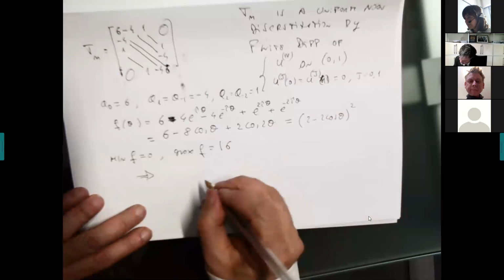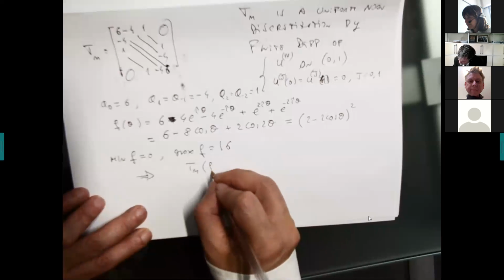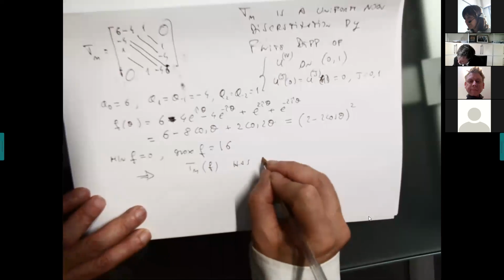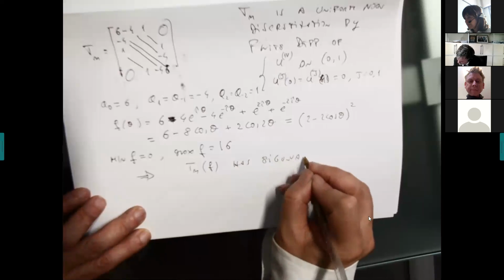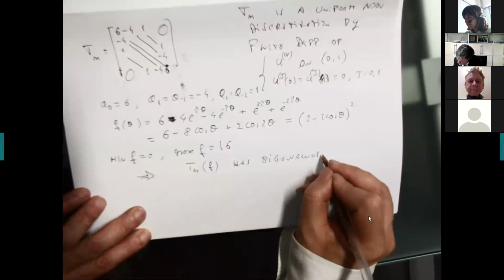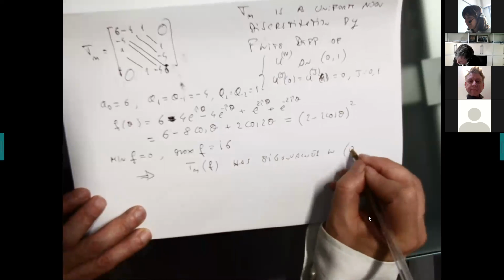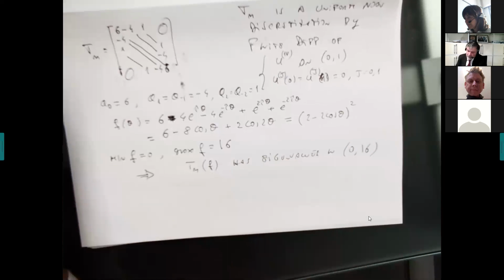Then Tn f has eigenvalues in (0, 16). And so you know that it is positive definite, which is highly non-trivial. It is not easy to prove in another way.